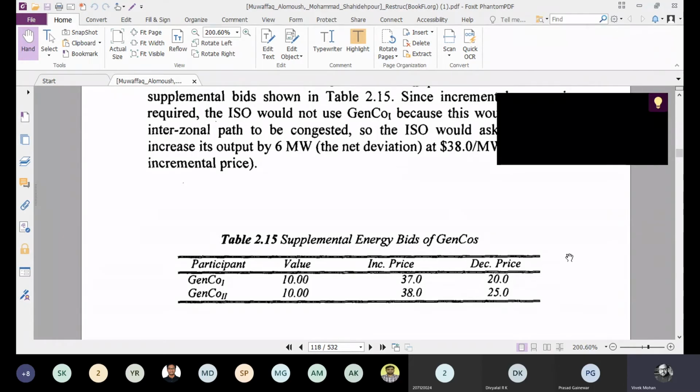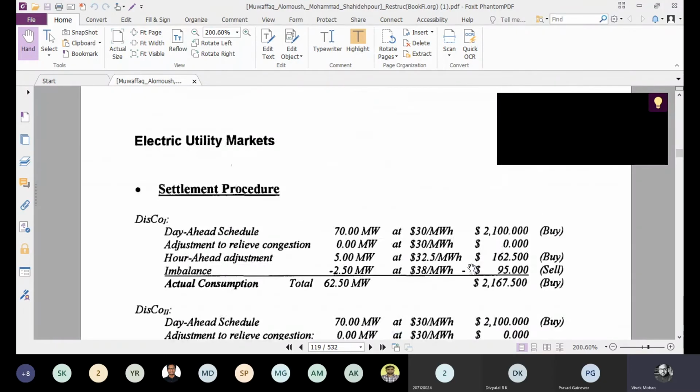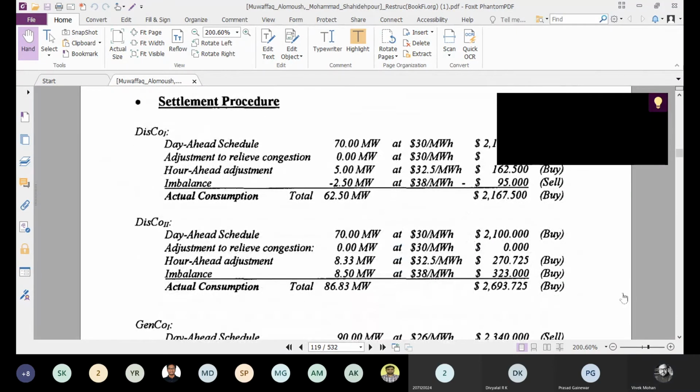So after everything, we will show the final settlement. Please see here. The day-ahead schedule is 70 megawatts for DISCO 1. Initially it is DISCO 1, where the demand was 70. At 70, the zonal price for zone 2 was $30 per megawatt hour. So 70 megawatts at $30 per megawatt hour means 2,100 is the amount that has to be paid, right? So this is buying power. So it is a paying amount: the money is outflow and power is inflow.